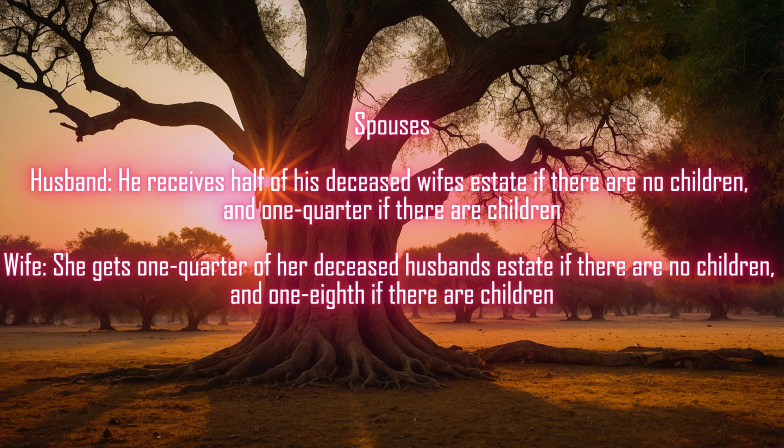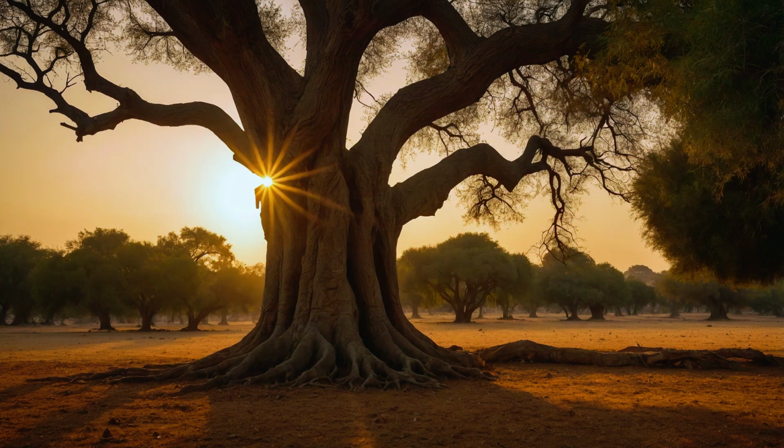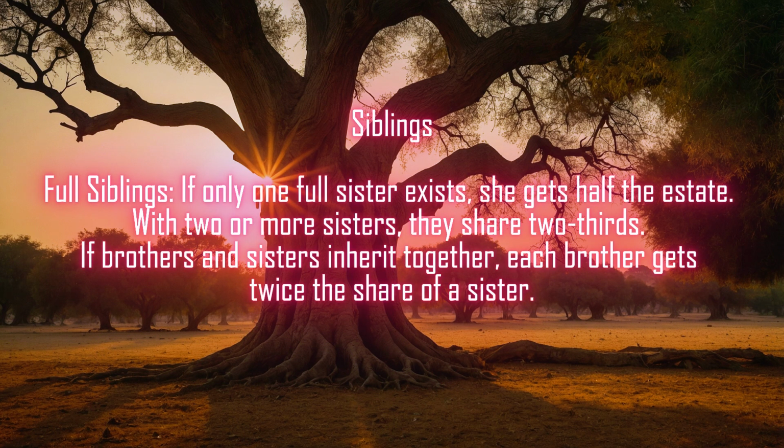Spouses. Husband. He receives half of his deceased wife's estate if there are no children, and 1/4 if there are children. Wife. She gets 1/4 of her deceased husband's estate if there are no children, and 1/8 if there are children. Siblings. Full siblings. If only one full sister exists, she gets half the estate. With 2 or more sisters, they share 2/3. If brothers and sisters inherit together, each brother gets twice the share of a sister.